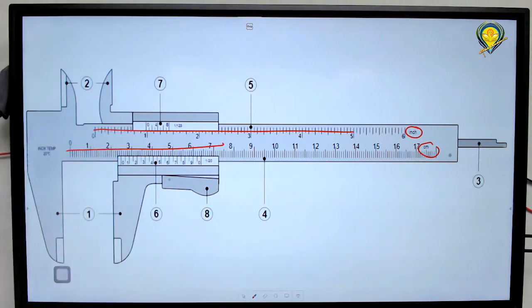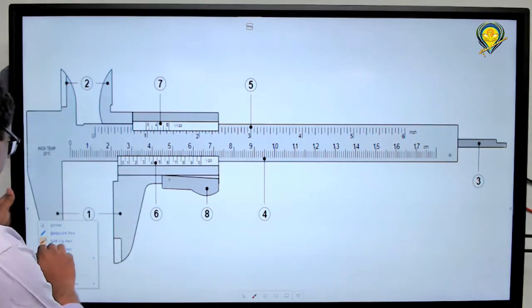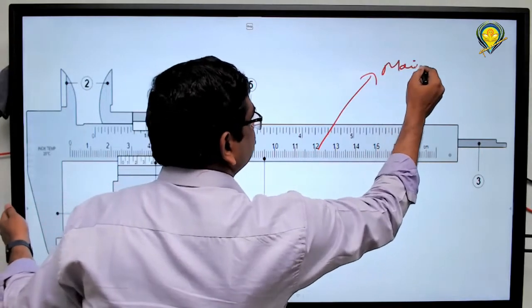Now what are the different parts? Here readings are there on one scale. That is called the main scale. This one is the main scale.